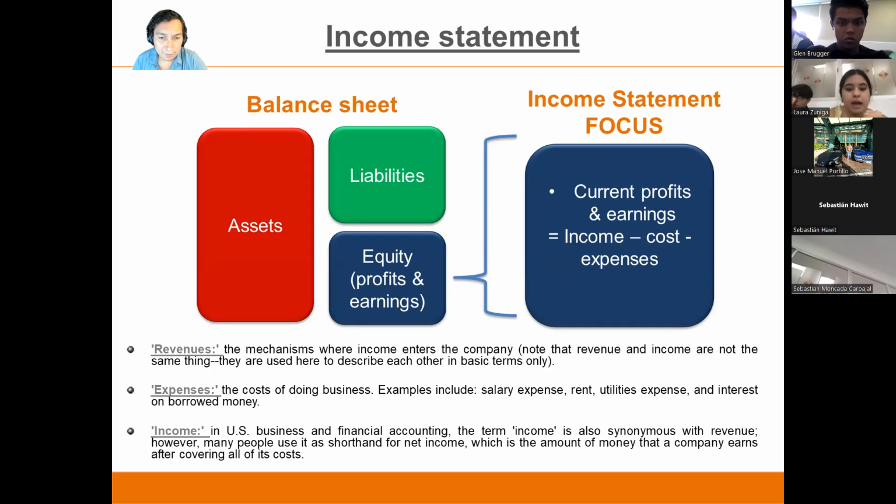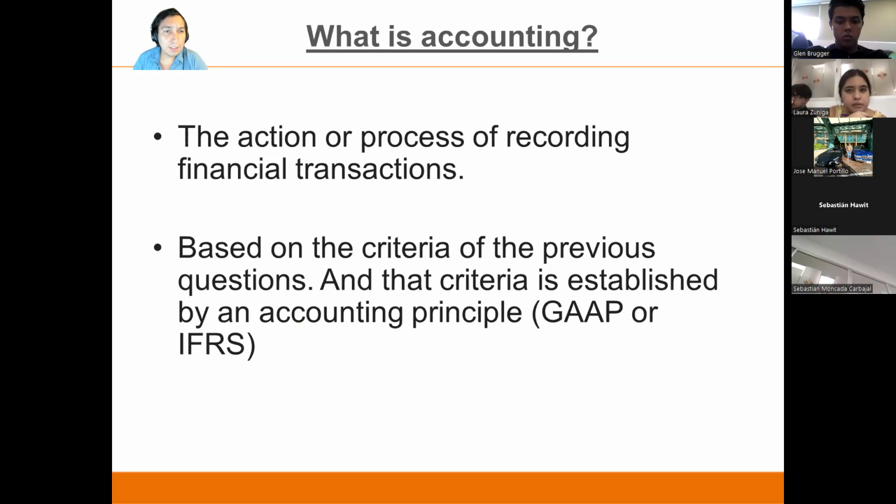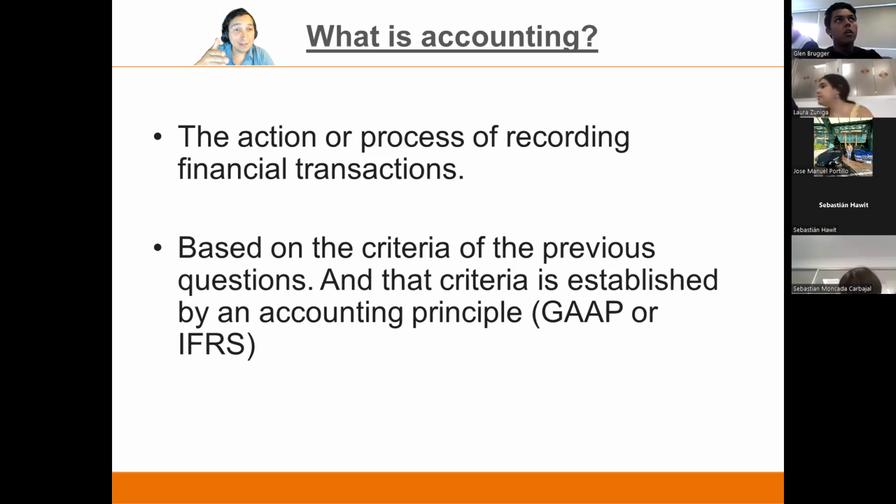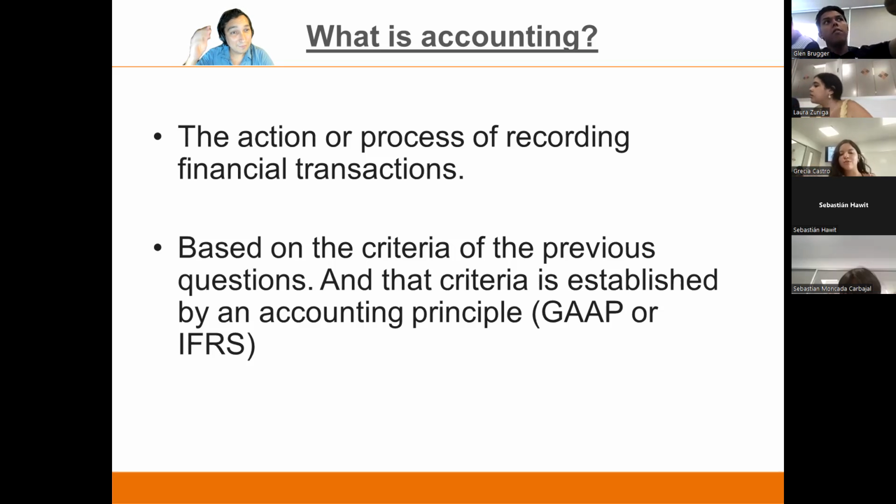I don't want to confuse you. Let's go with the definition of what is accounting. Accounting is the action or process of recording financial transactions, based on criteria established by an accounting principle. We talked about it. GAAP, what is GAAP, guys? Who can tell me what is GAAP? Generally accepted accounting principles. Exactly, nice. And IFRS is international financial reporting standards. Awesome.